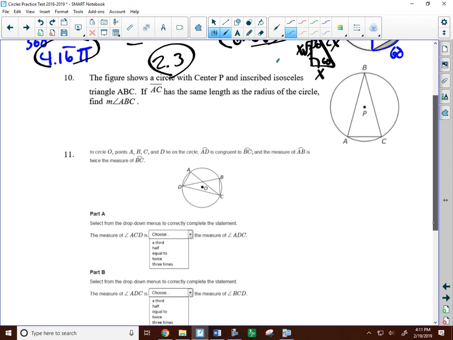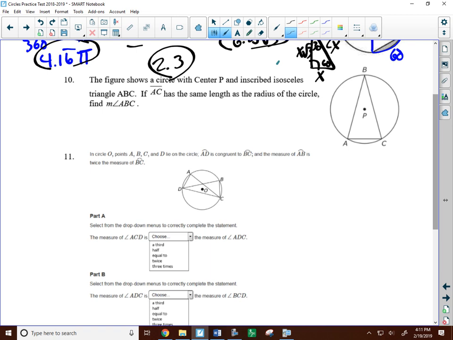Number 10. This is a nice one. The figure shows a circle with center P and an inscribed isosceles triangle. All right, so this is isosceles. Again, the isosceles triangle theorem would say A is congruent to C. That's nice. I'm not actually going to use that when I solve this, but it's good to know. If AC, right here, has the same length as the radius of the circle, find the measure of ABC. So find this angle measure.